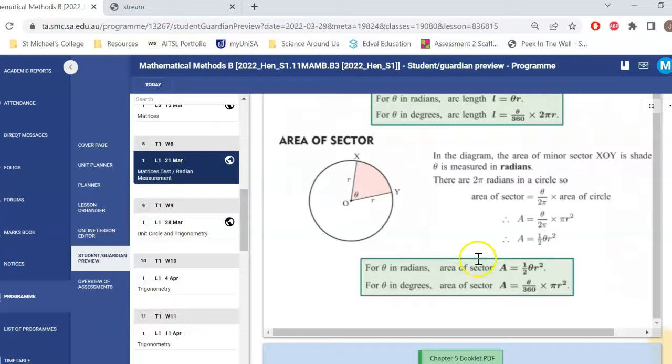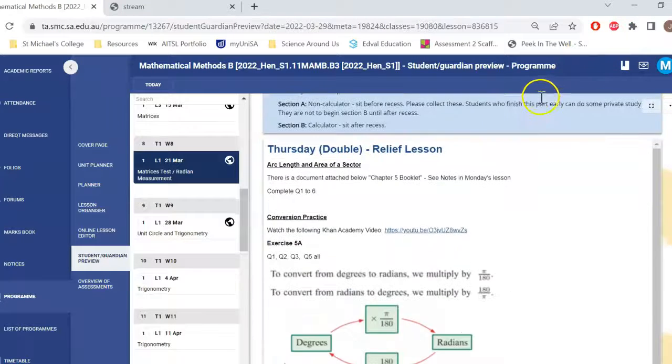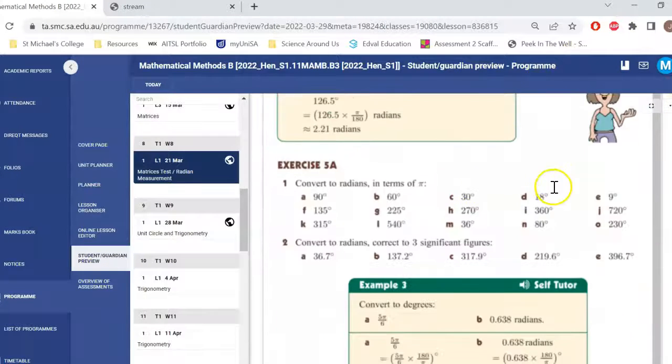Or if we were working in degrees, then it would be what proportion of a full circle do we have when we're looking at this area of the sector. So it would just be the angle theta over 360 times pi r squared. So let's have a go at a few of these questions.